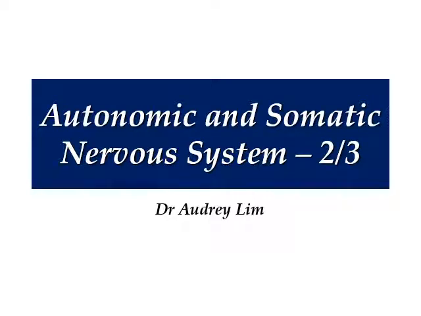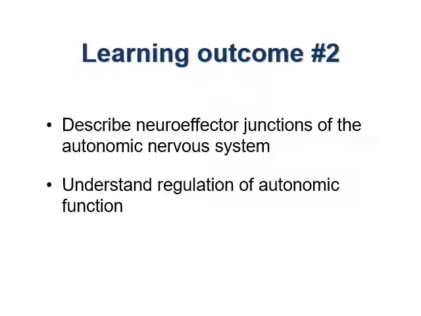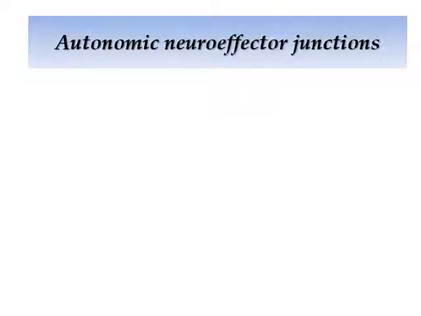Hi everyone, we now proceed to part 2 of the lecture on autonomic and somatic nervous system. We are going to further describe the neuroeffector junction in the autonomic nervous system, as well as briefly describe how the central nervous system regulates the autonomic function. So, what is an autonomic neuroeffector junction?